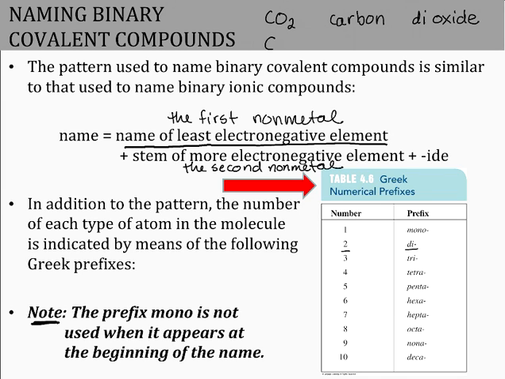However, what if we just had CO? So again, we would call this carbon, but instead of dioxide, we only have 1 oxygen, so we're going to call this monoxide. Notice I dropped the second O there, otherwise it would look like monooxide. So it's just going to be monoxide. So we do use the prefix mono if the second nonmetal is by itself, but we don't use the prefix mono if the first nonmetal is by itself.